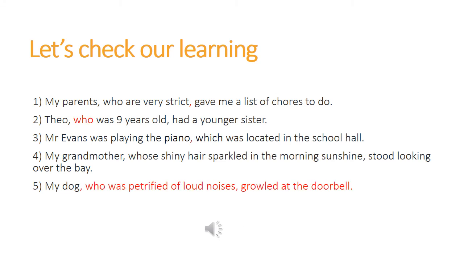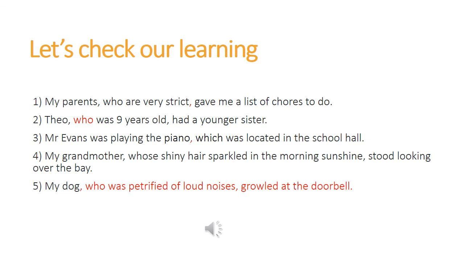Okay, let's see how you've got on. Sentence 1 is incorrect. Although I've used the right relative pronoun who, and I've added extra information to the subject, my parents, I have only used 1 comma. Because it is an embedded relative clause, I need a pair of commas. So it should read, my parents, comma, who are very strict, comma, gave me a list of chores to do.